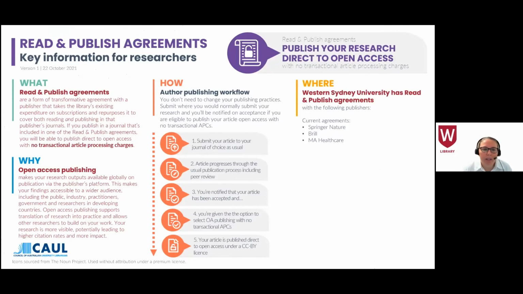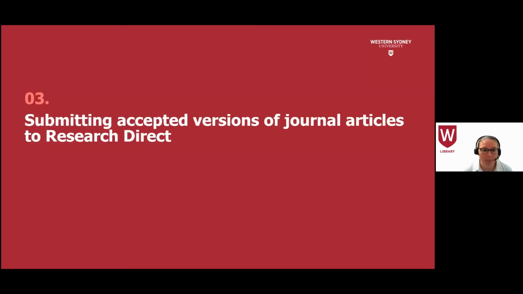Okay, so when we're looking at read and publish agreements, they're a form of transformative agreement, and it makes your research outputs more globally accessible through a publisher's platform. So for you as an author, you submit to your journal as usual, and then you follow the process there. We've had one go through the read and publish agreement so far, and it was pretty smooth. But there's some more information, as I say, on the library website. And if you have any questions, you're welcome to shoot me an email as well.